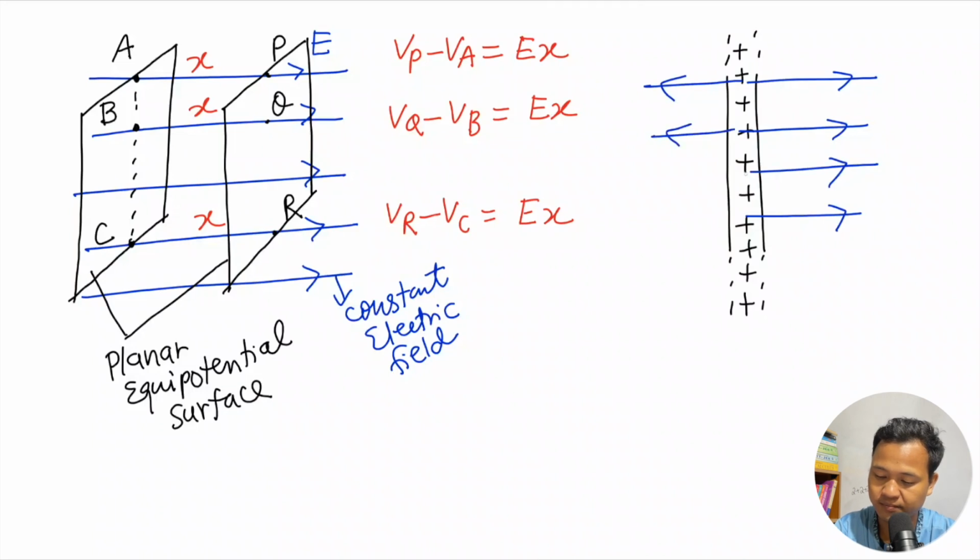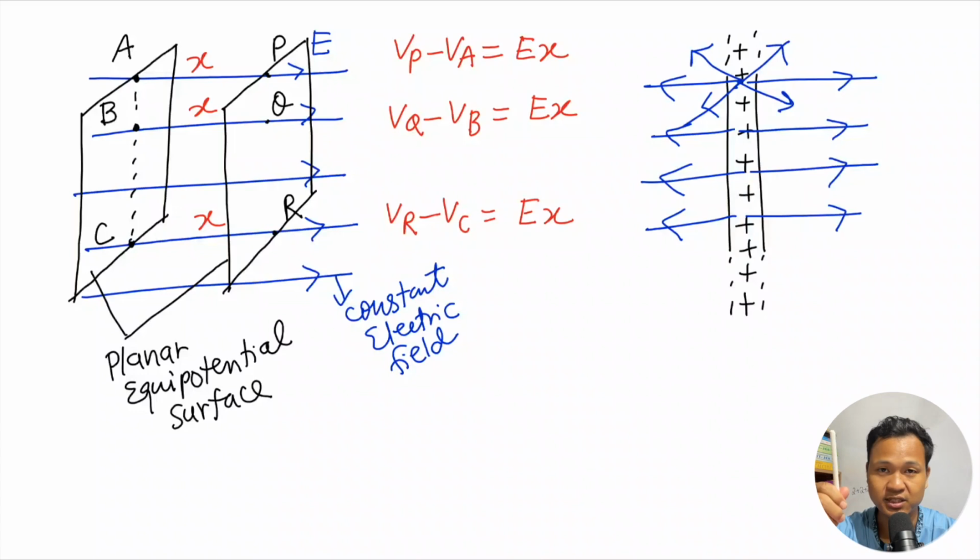Okay, similarly for the wire, the electric field goes in all directions, right? Now, as with a point charge, take a point here at a distance of x.